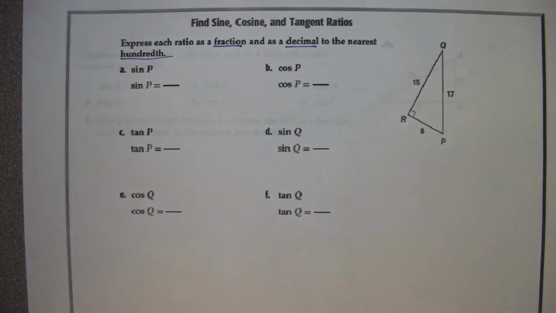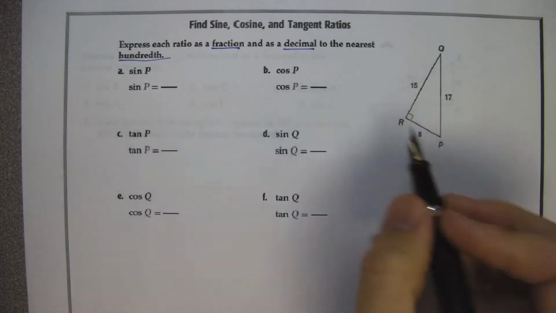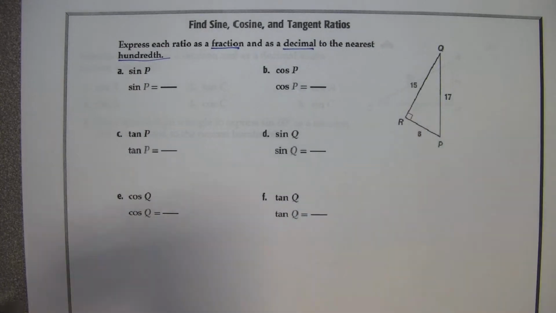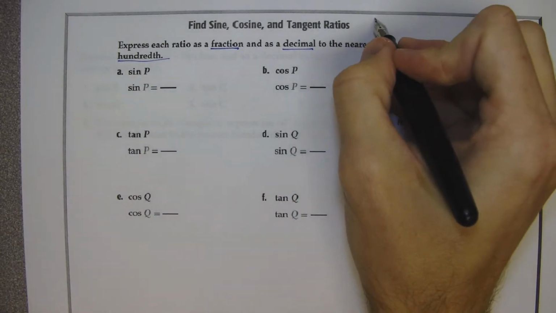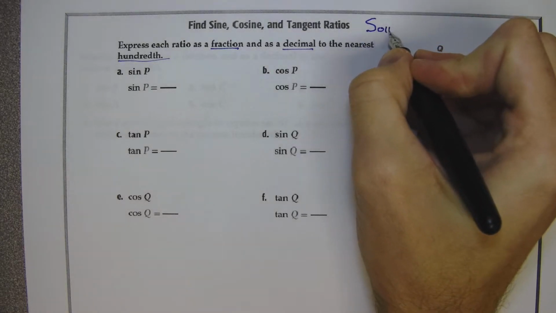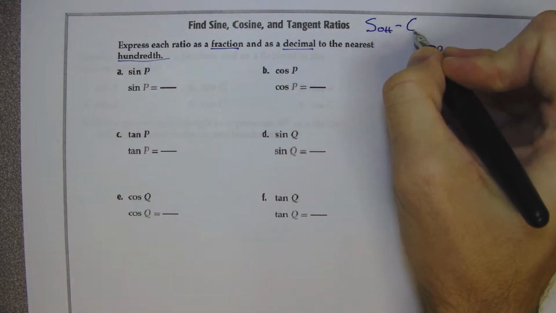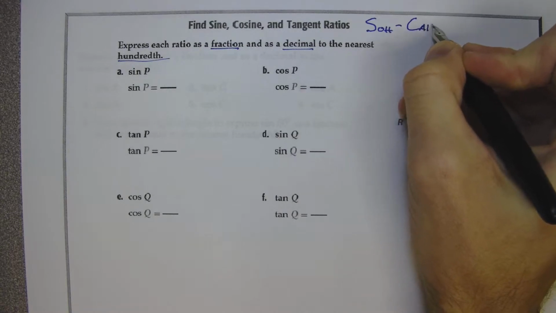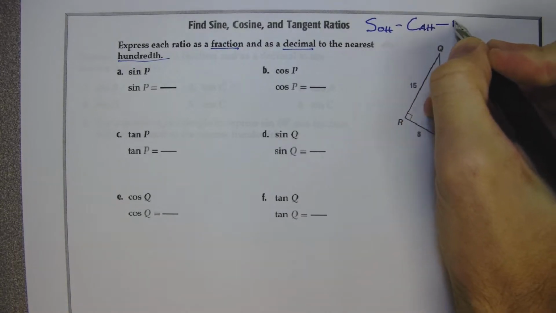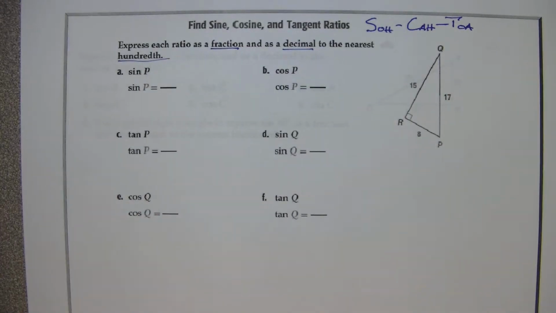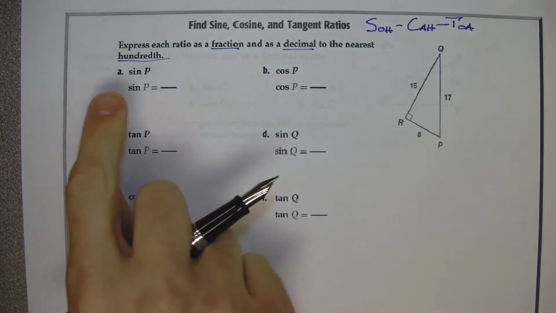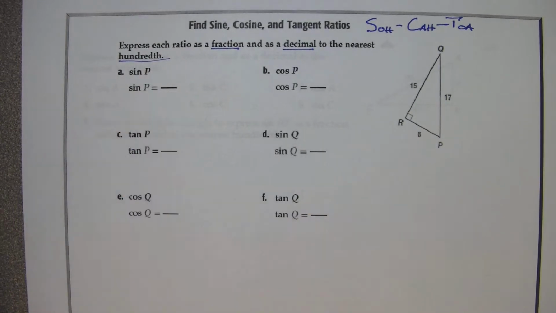So again, if you don't remember, for example, the sine of P. Here's angle P. Which of these three sides do we use? Use your acronym, and I'll write it up here for you. SOH, CAH, TOA. And again, if that helps you to remember your ratios, then by all means, use it. So let's find the sine of angle P and see what that ratio looks like.